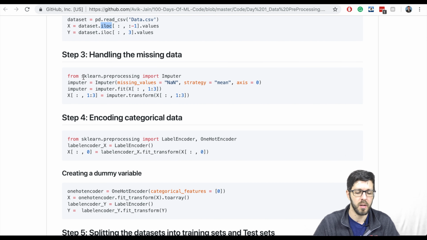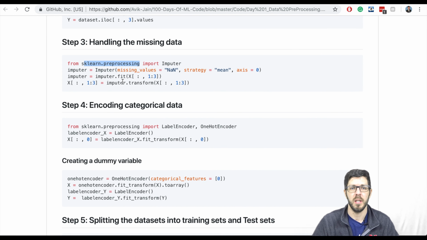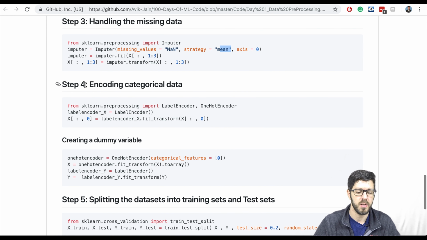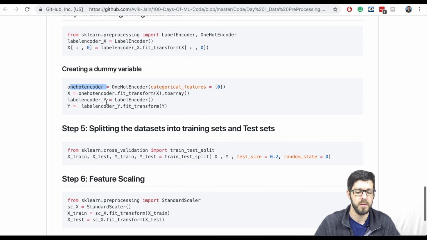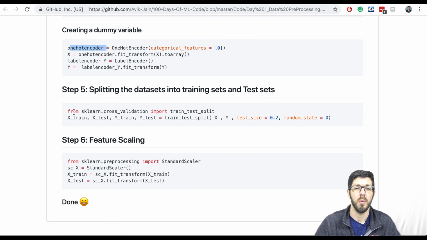So here, another one, find out what this module does, scikit-learn preprocessing. Basically, you're going to start imputing missing values with the mean. Okay, so then here's the encoder. We're going to encode it and create a dummy variable. Here's another one that you can search, one hot encoder, a really common module. Now we're going to split the data set into test and train, and then do our feature scaling. Okay, so that's the first day.